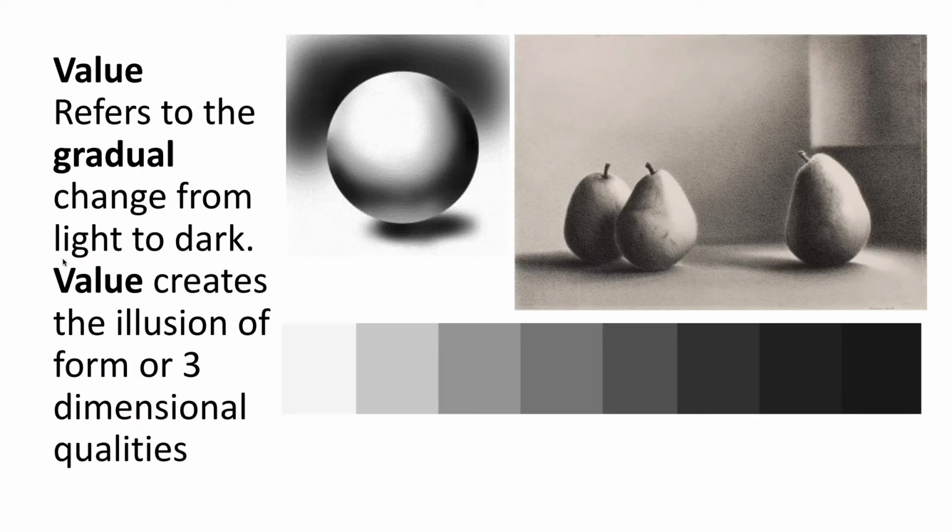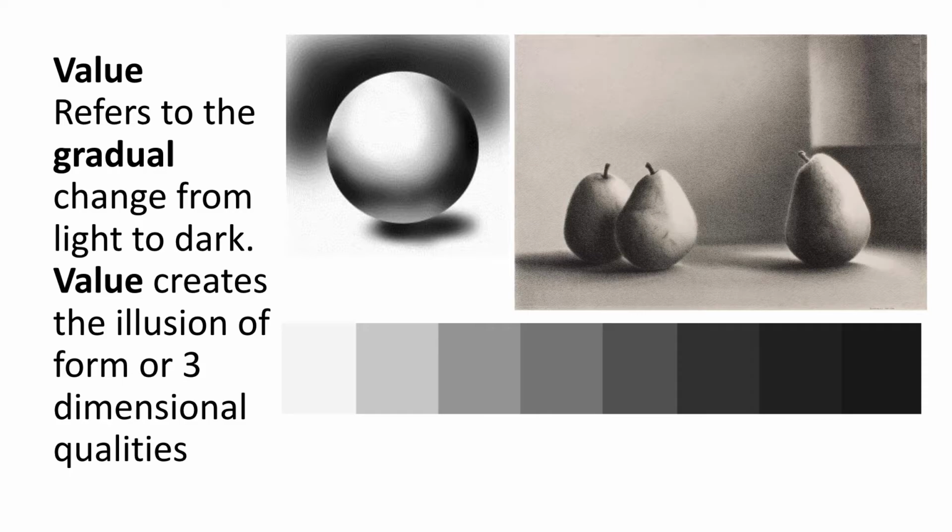Okay, so value is another element. We were talking about this a minute ago when I was showing you form. Because if you want to create the illusion of form, you have to know something about value. Value refers to the gradual change from light to dark. So you can create the illusion of three dimensions if you know how to apply your materials, whether it's pencil or charcoal or paint or whatever it is, to show this gradual change.